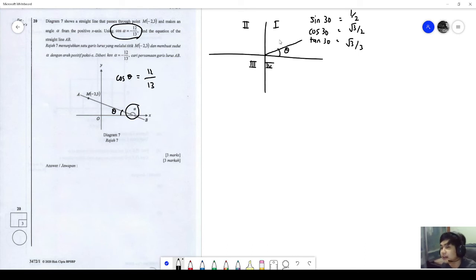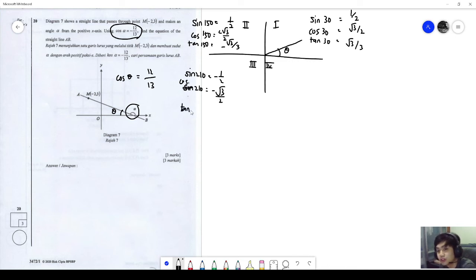Now, since we know these 3 values already, I can use logic to find out the corresponding values on the second, third, and fourth quadrants. If you try it in your calculator, sine 150 is also equal to half. Cos 150, however, is going to be negative root 3 over 2, and tangent 150 is going to be negative root 3 over 3. Moving on, here I'm going to get sine 210, which is equal to half, sorry, negative half in this case. Cos 210 is going to be negative root 3 over 2. However, tangent 210 is going to be root 3 over 3.